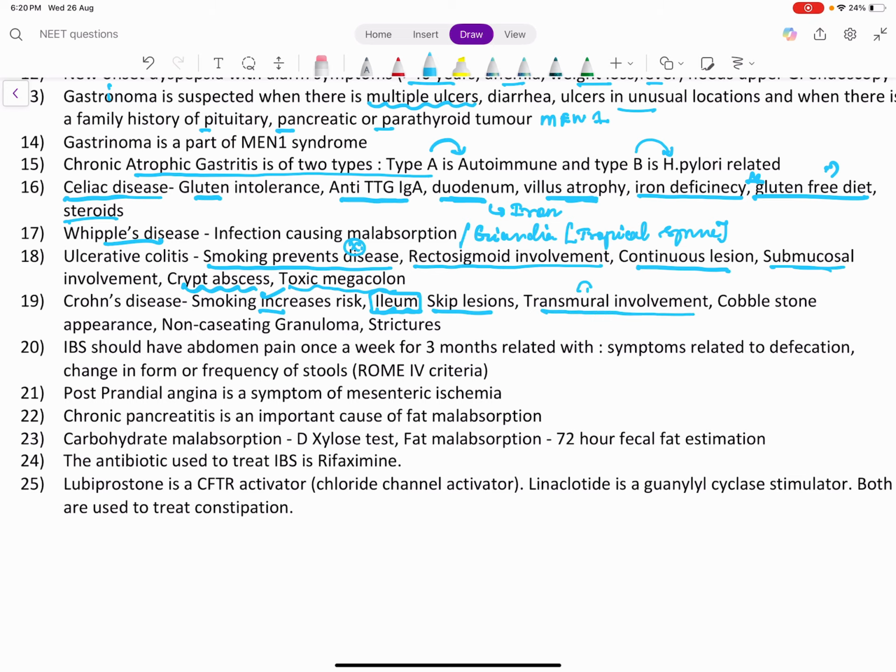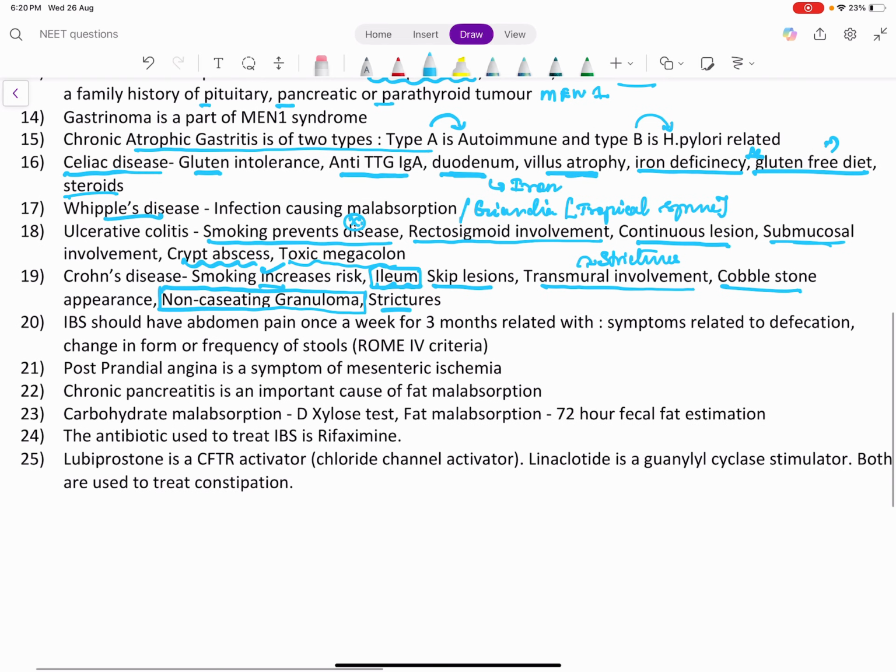Because of transmural involvement, strictures are common. The pathological finding is cobblestone appearance. In ulcerative colitis, it was crypt abscess. And we have non-caseating granuloma. One of the diseases which causes non-caseating granuloma is Crohn's disease. Caseating granuloma, we know it is TB. The complication here is strictures because of transmural involvement.